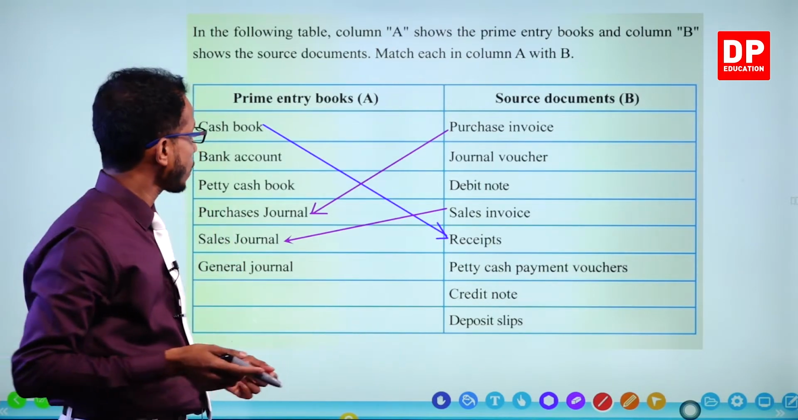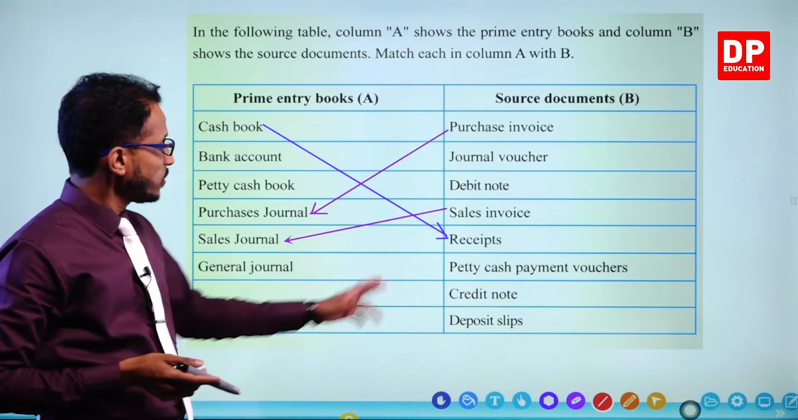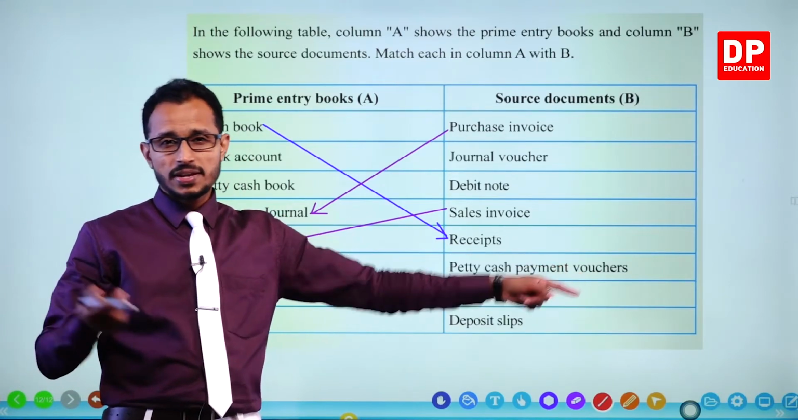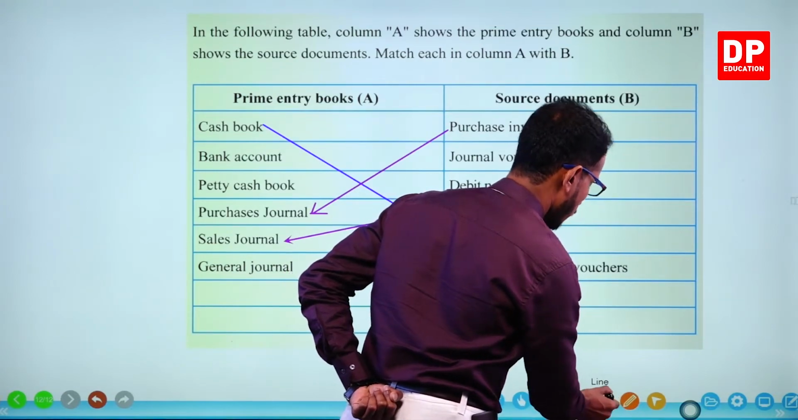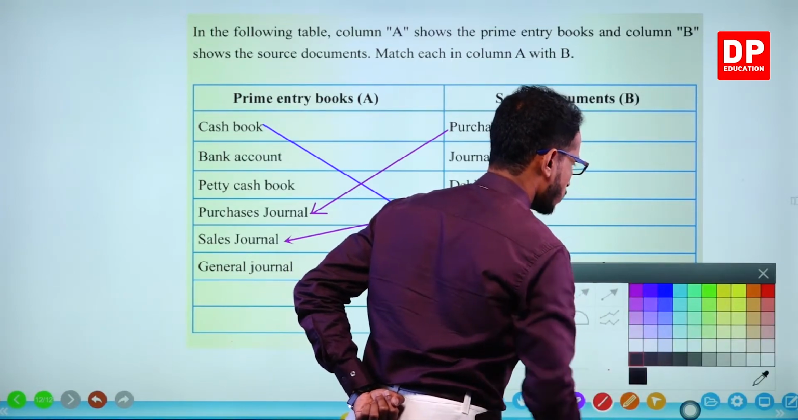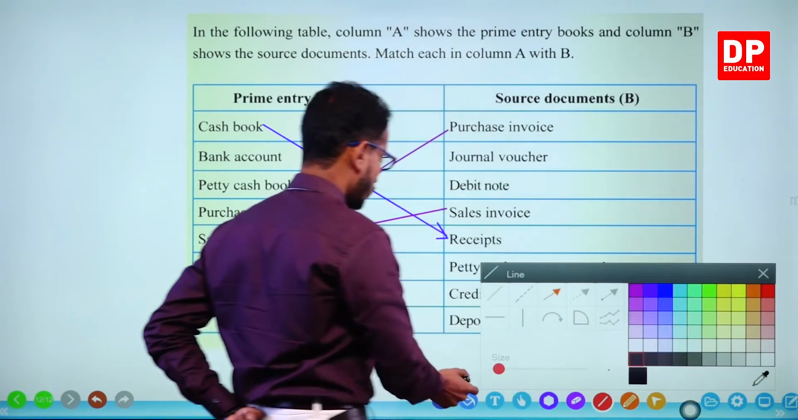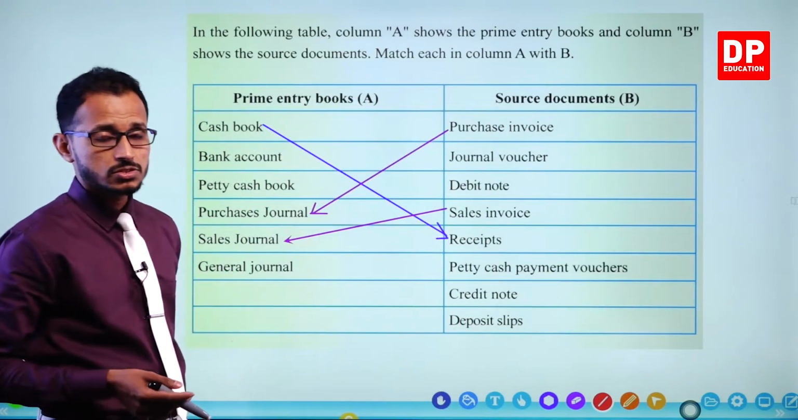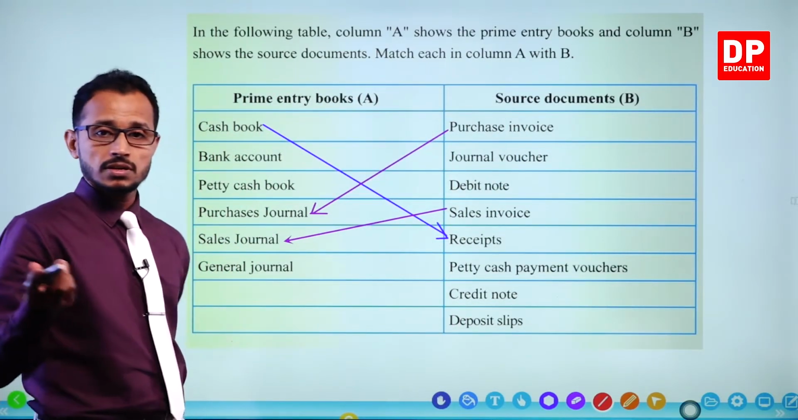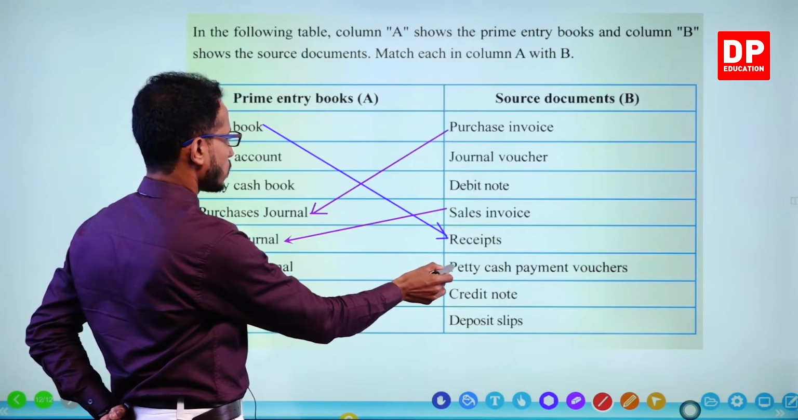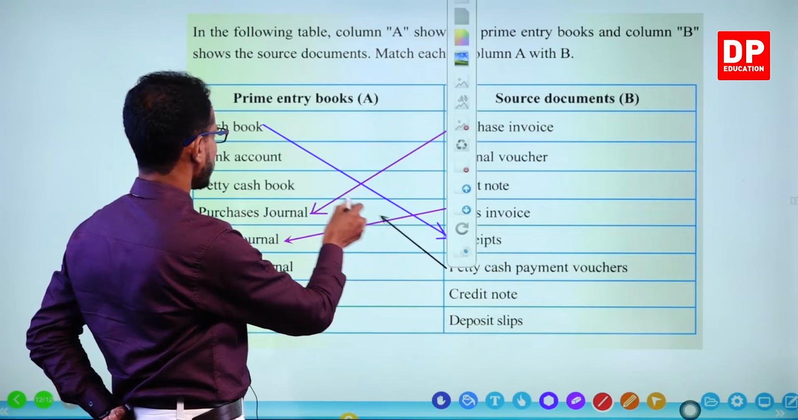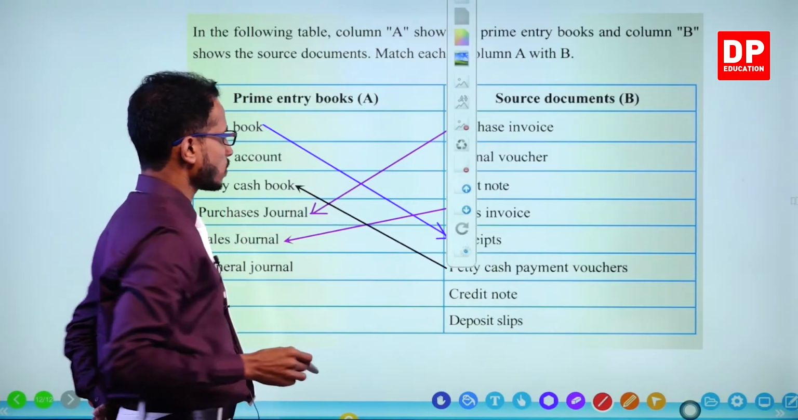Easy things, right? And of course, we know about petty cash vouchers. Petty cash vouchers are issued for petty cash transactions, and petty cash transactions go to the petty cash book. Easy things. Where is the petty cash book? Oh, it's here. Right, it's here. Petty cash book.